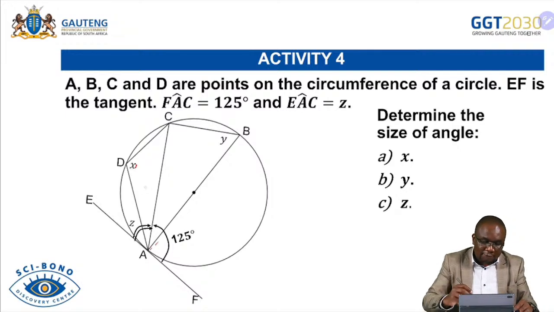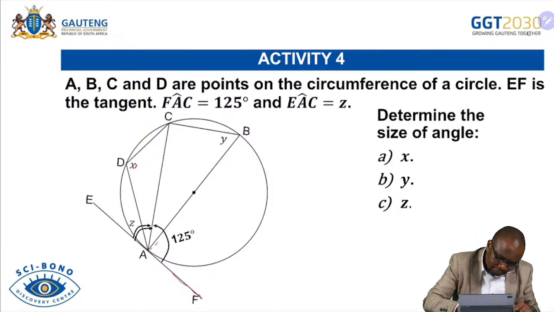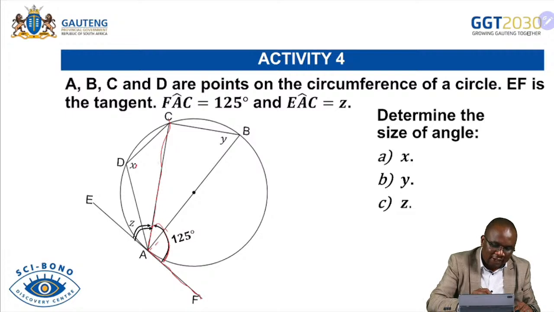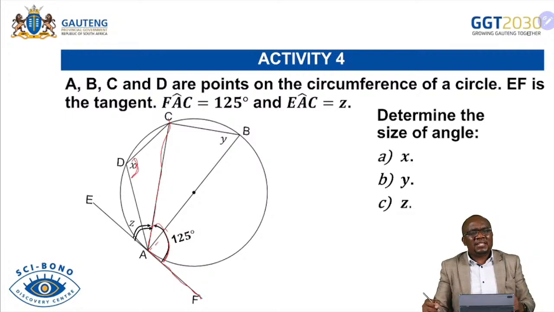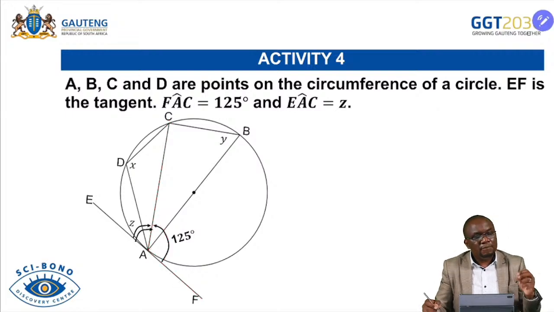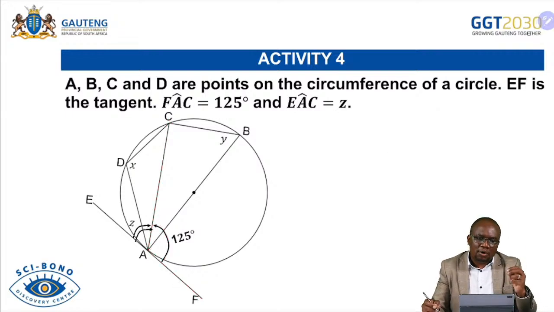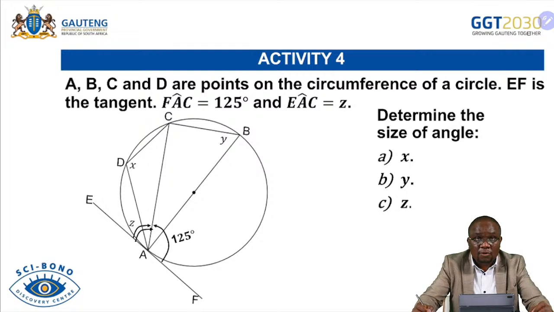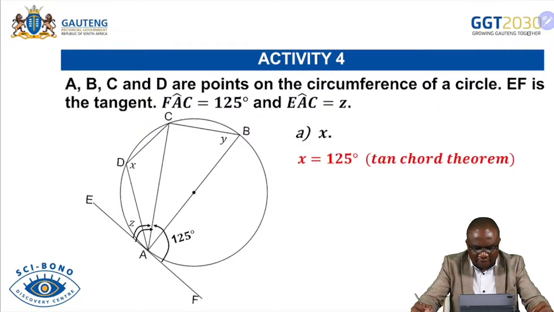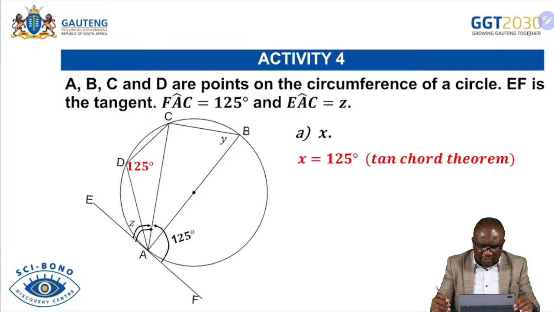Okay? So now we follow the line, and then we follow the chord, and then we form this angle here, which is 125. The chord subtends this angle here at the circumference, x. So x is 125 degrees because of what? Because of the tan chord theorem. So x is 125 degrees, tan chord theorem. Do you agree? Okay?